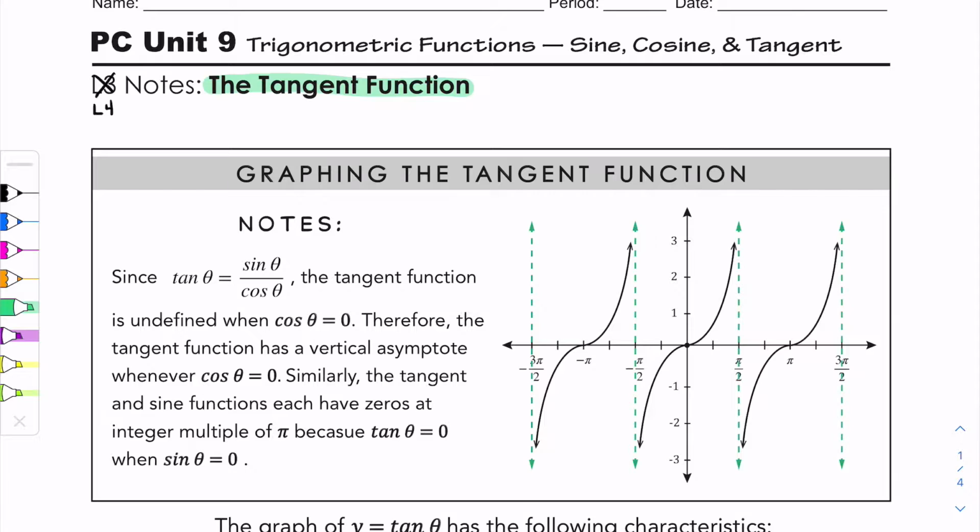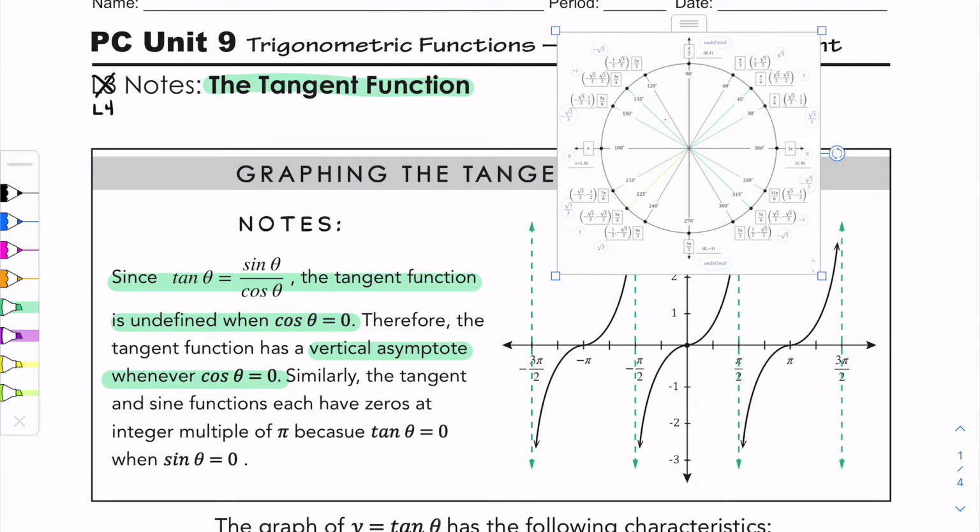So just to briefly talk about this description, it says, since tangent of theta is equal to sine of theta over cosine of theta, the tangent function is undefined when cosine of theta is equal to 0. Therefore, the tangent function has a vertical asymptote whenever cosine of theta equals 0. So before I read on, let's actually take a look at the unit circle.